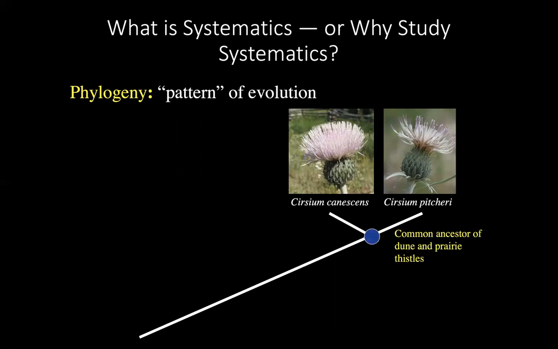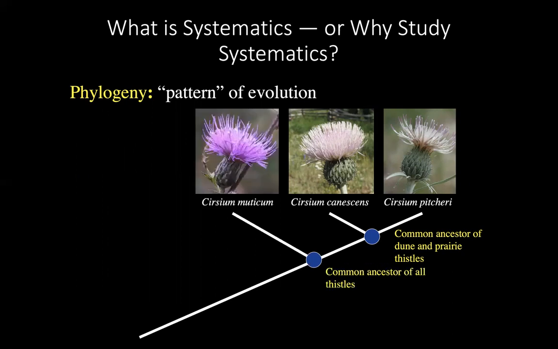Okay, so there once was a creature that is no longer alive today. That creature was the common ancestor of both the dune and the prairie thistles. But of course, there are a series of nodes.